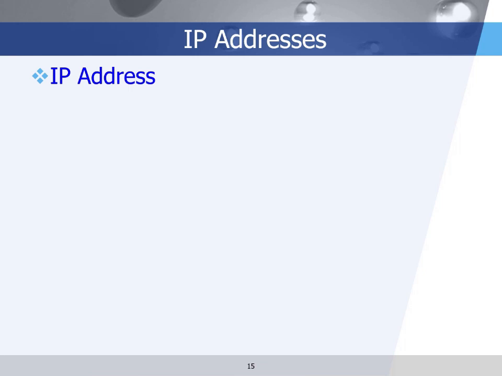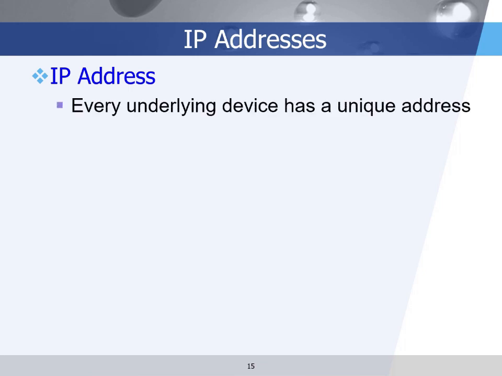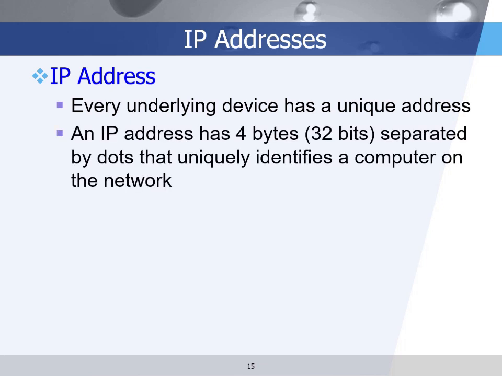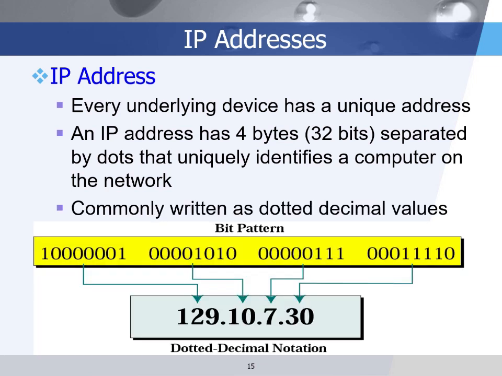The IP address is the most important concept in the IP protocol. Every underlying device will have a unique address, which is the IP address. An IP address usually has 4 bytes separated by dots that uniquely identifies the computer on the network. So every computer that wants to connect to the internet must have an IP address. It is usually written as dotted decimal values.